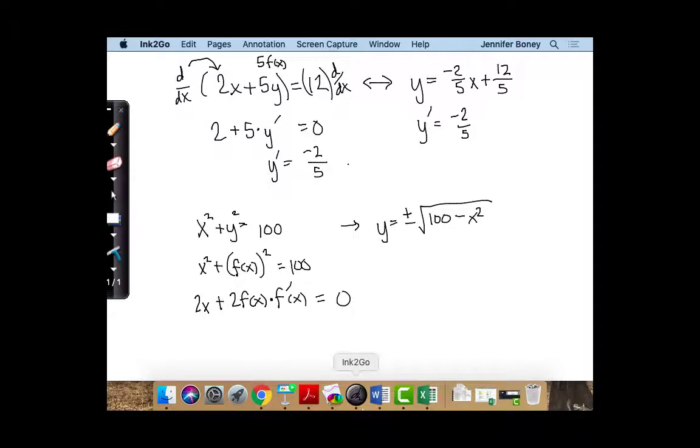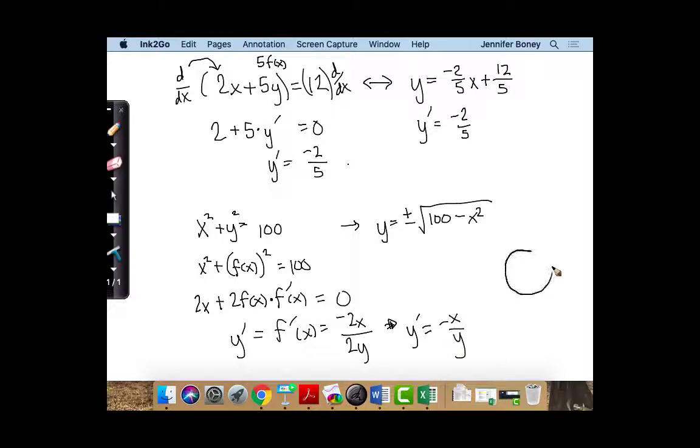So this is taking the derivative of each side. And if I solve for f prime of x here, it's subtract and divide. Subtract the 2x, divide by 2f of x. Or in other words, f prime of x is negative 2x over f of x, otherwise known as 2y. This is easily simplifiable. Those are factors of 2. Y prime, oops, that's supposed to be an arrow. Y prime equals negative x over y.